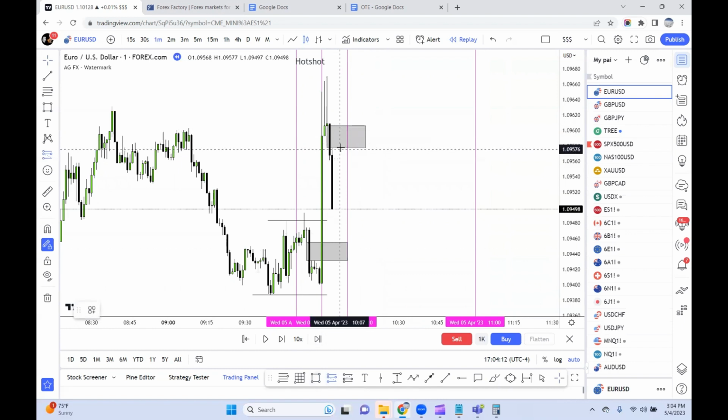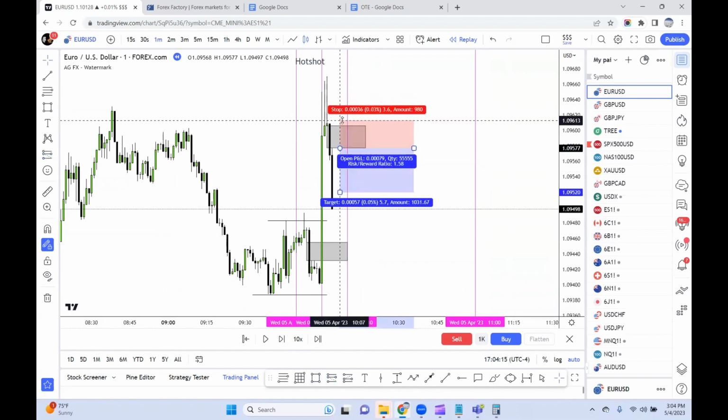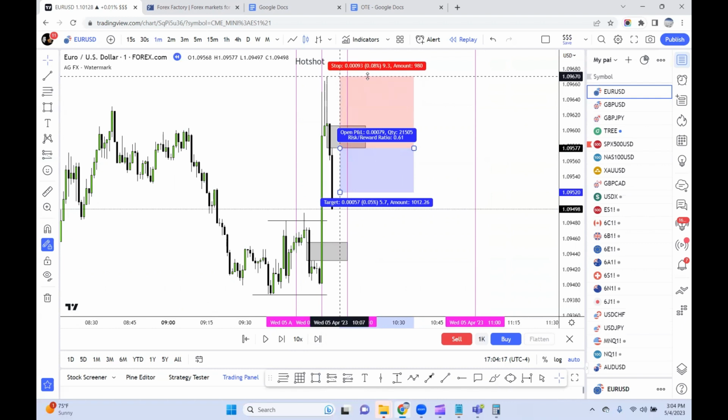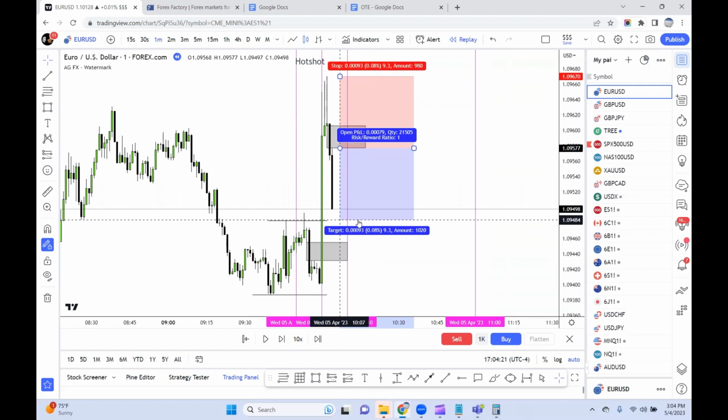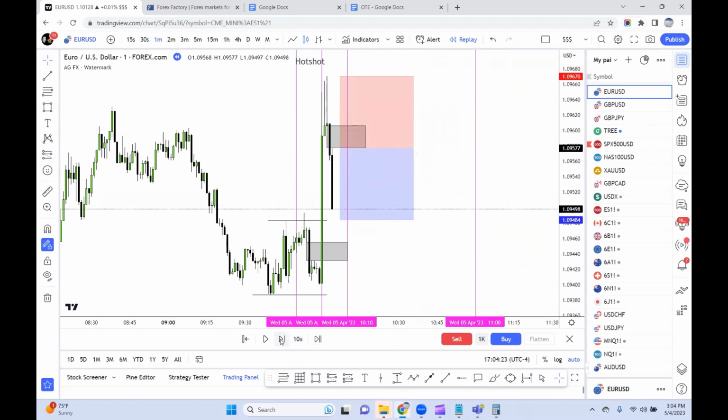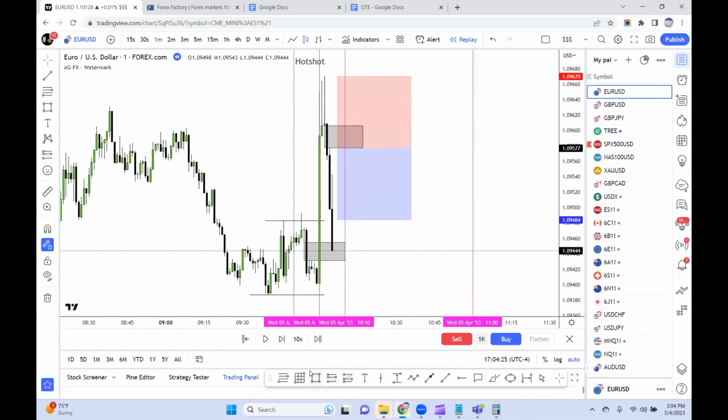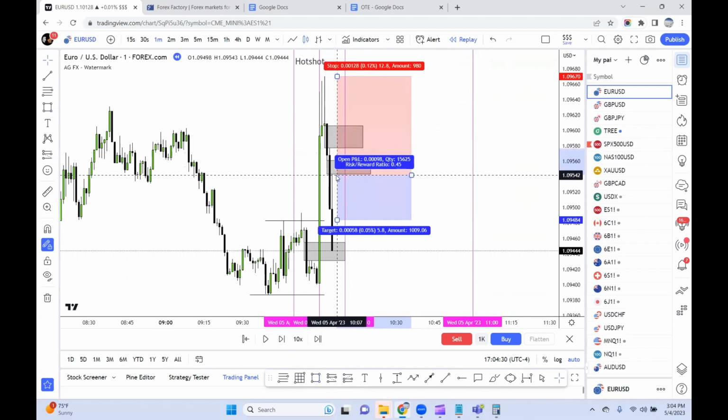Let's see if we take our entry right here because we are in our time. That's the liquidity run. Stop loss would be here. Take profit one, where we will take partials, will be right here. Let's see if we get tapped in. I made another one, so we're gonna move our entry to this one right here.